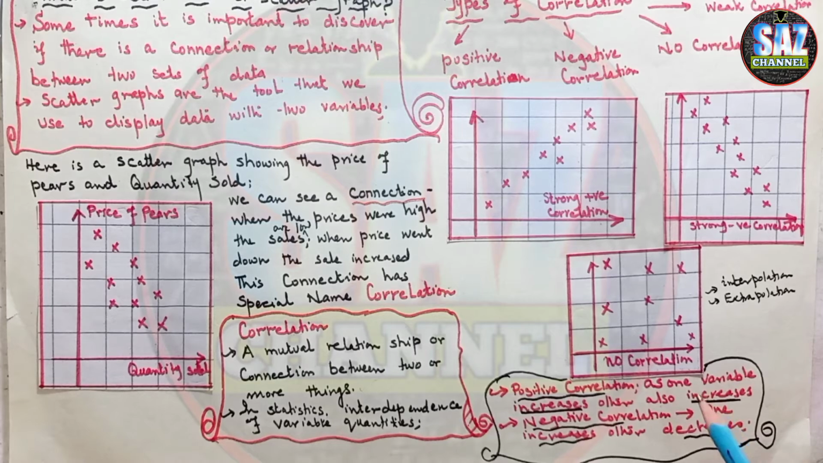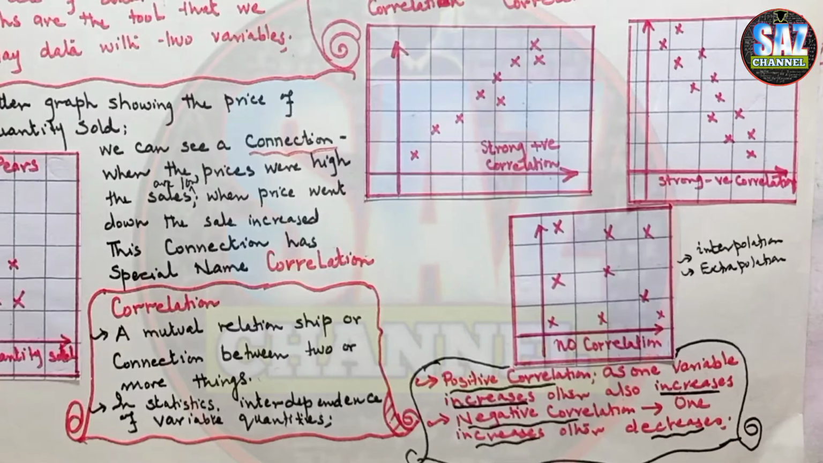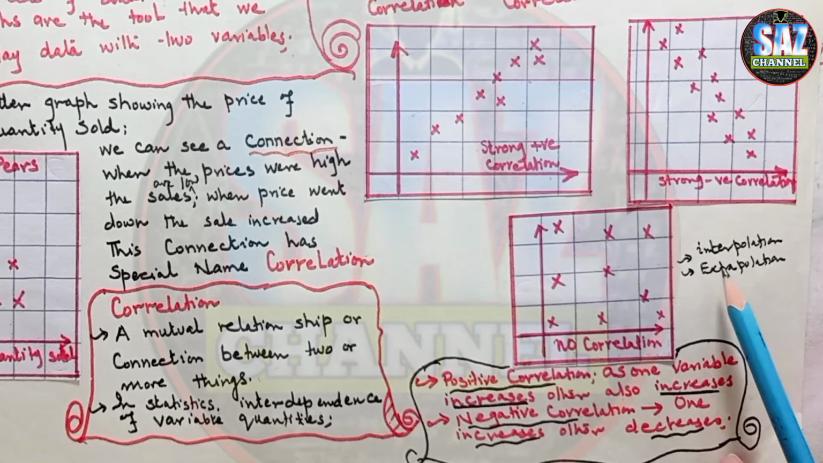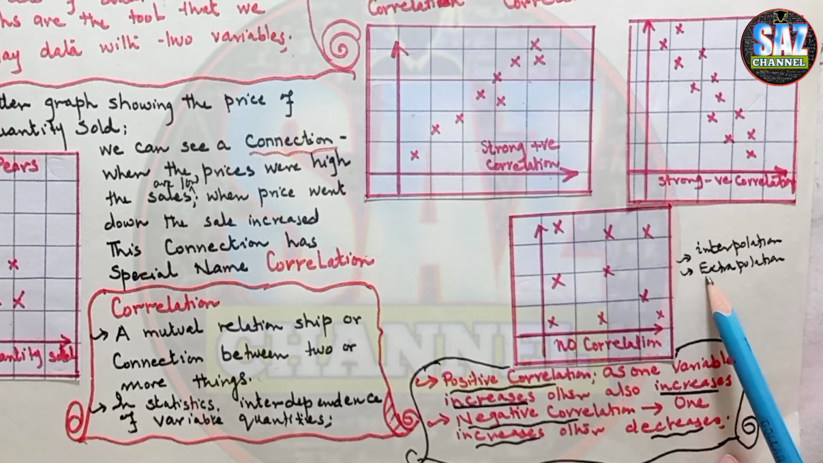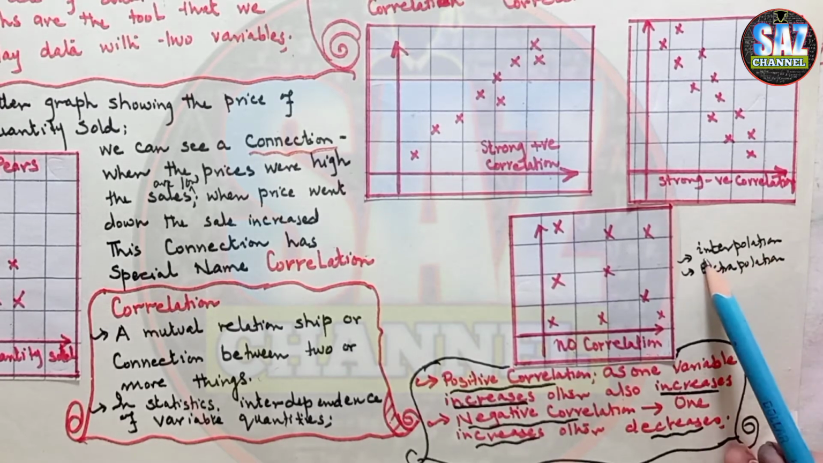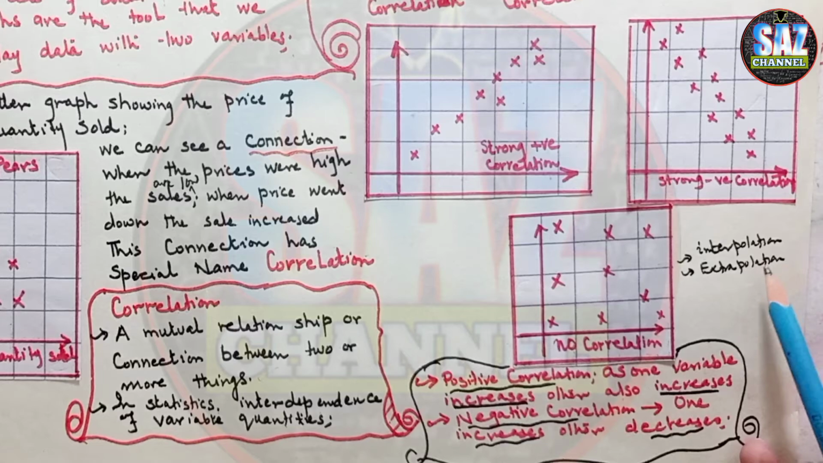And then there are two more terms which are really important for this topic, which are interpolation and extrapolation. Interpolation is to find the value within the data set, and extrapolation is to find the value outside the data set. Interpolation gives you more reliable results and extrapolation is not reliable.